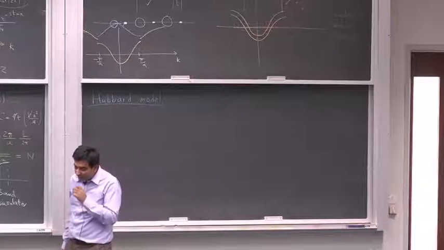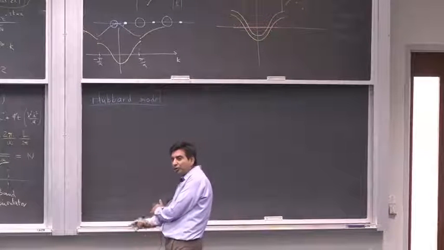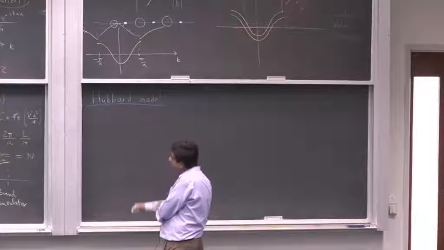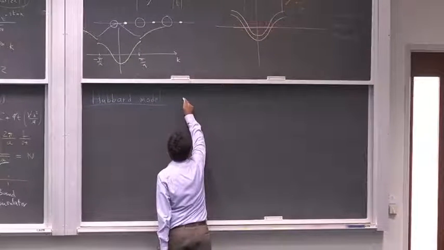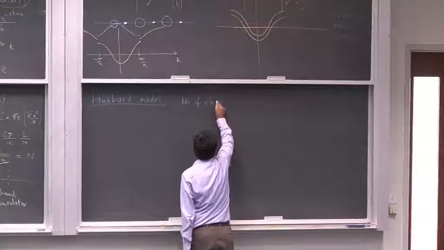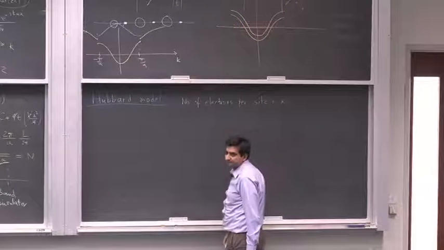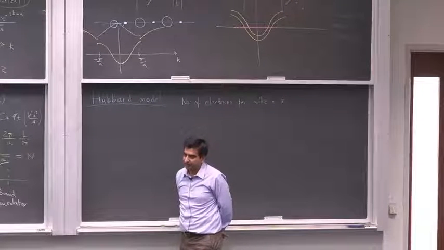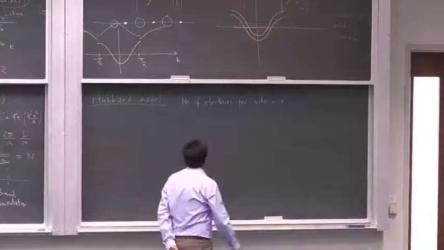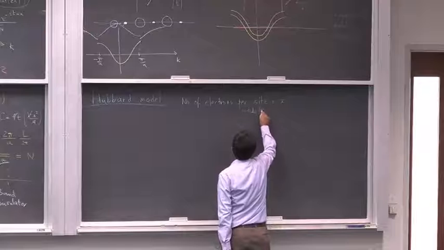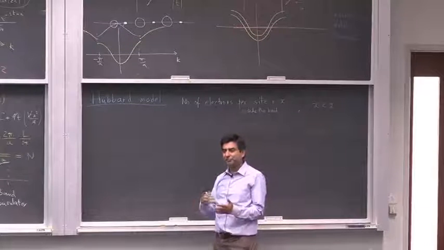However, what we would like to introduce now is some kind of interaction between the electrons on top of the tight binding model. One model that's proposed is the Hubbard model. Alright, suppose that the number of electrons per site inside the band is x. We know that if x is less than 2, we have a metal. For x equals 2, we have an insulator.